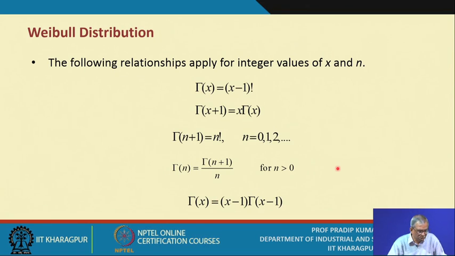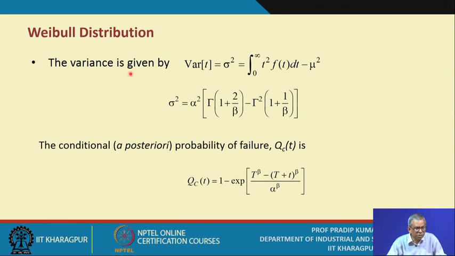Then the variance of the Weibull distribution is sigma square, and again you apply the general expression, the integral from 0 to infinity of t square f(t) dt minus mu square. Is it okay? So, ultimately sigma square is alpha square times [gamma function of 1 plus 2 upon beta minus the square of the gamma function of 1 plus 1 upon beta].